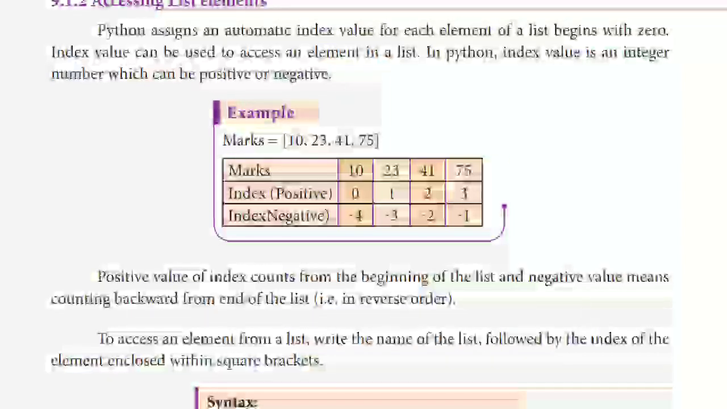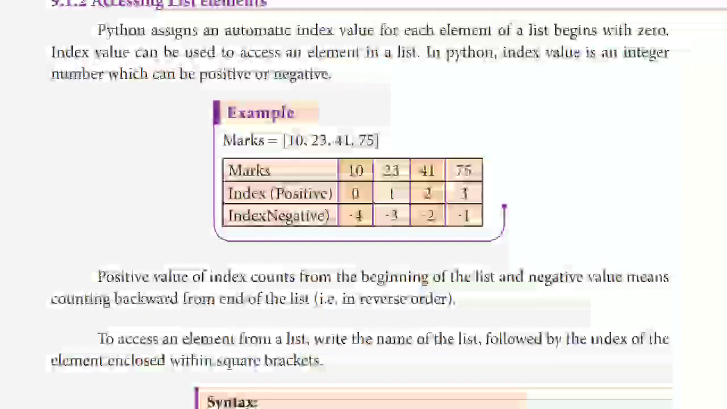In the previous class itself, we have seen positive subscript values and negative subscript values, the same as it is. You can also see it here in the list. Positive index value and negative index value, both can be applied to the index value. A positive index value counts from the beginning of the list, and a negative value means counting backwards from the end of the list in reverse order.